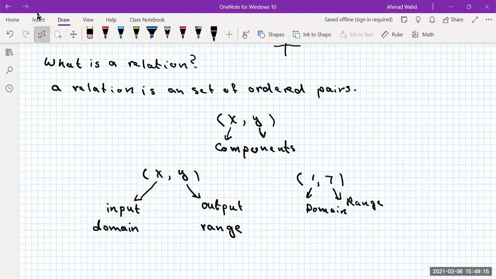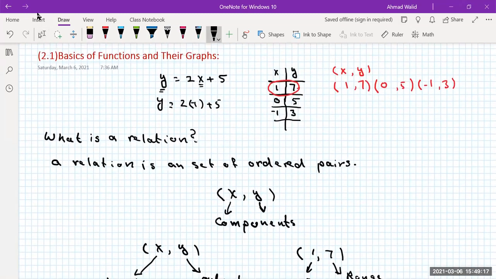Now, in general, in this example that I did for you, you have 3 ordered pairs. If someone asks you, what is the domain for this problem? Open a set and only list the values of x, which is 1, 0, and -1. The same way, if they ask you, what is the range?